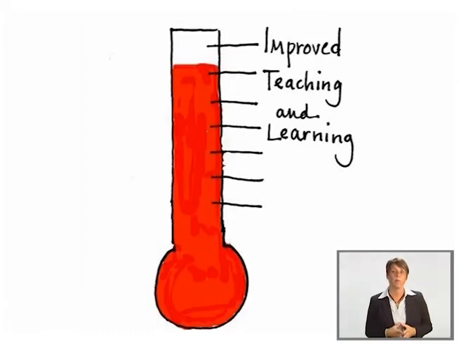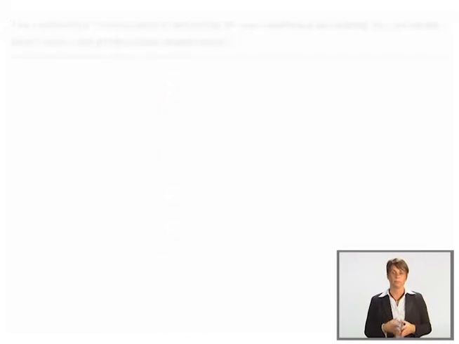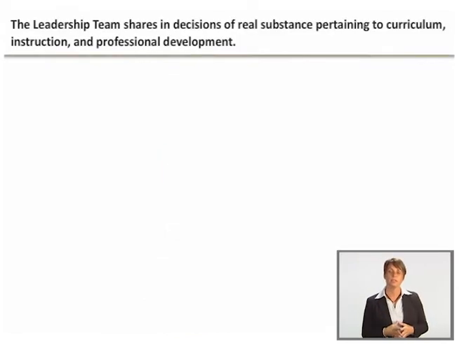We've addressed that regular, consistent communication is critical, but what exactly does the leadership team communicate about? Teaching and learning, of course, our next indicator. The leadership team shares in decisions of real substance pertaining to curriculum, instruction, and professional development. As we saw in Part 1, the principal is very involved in the work of curriculum and instruction, maintaining high visibility in classrooms and throughout the school.